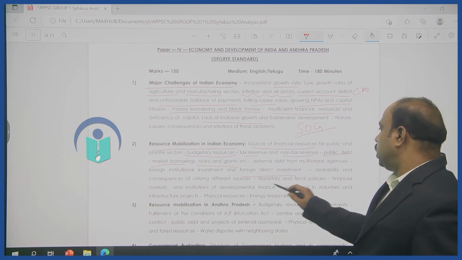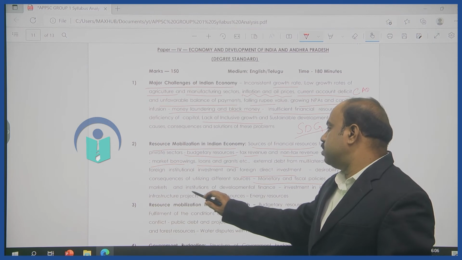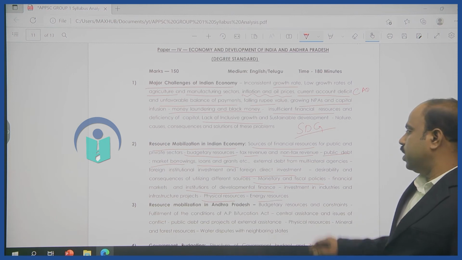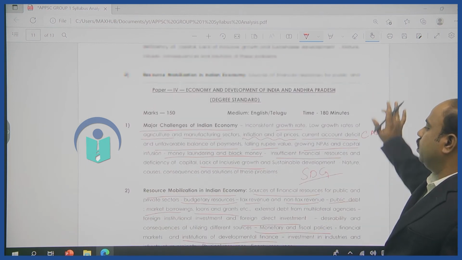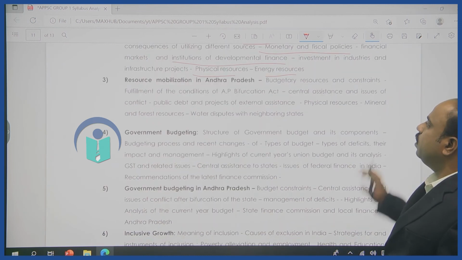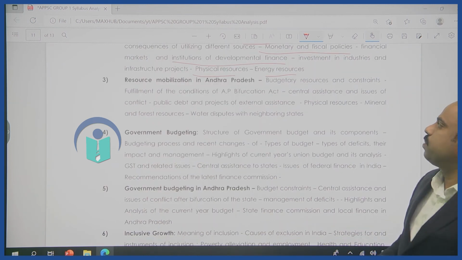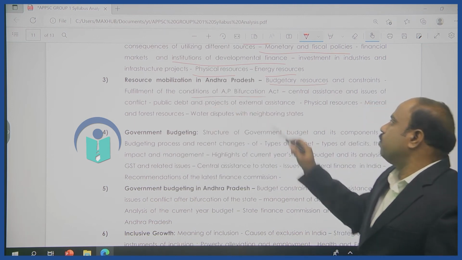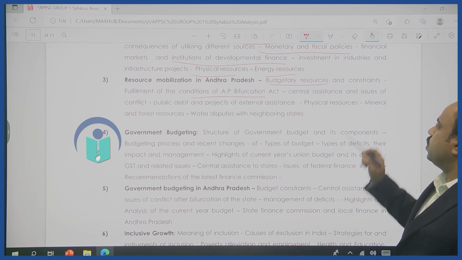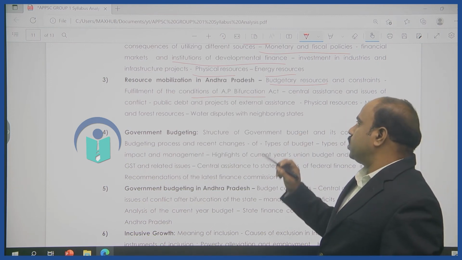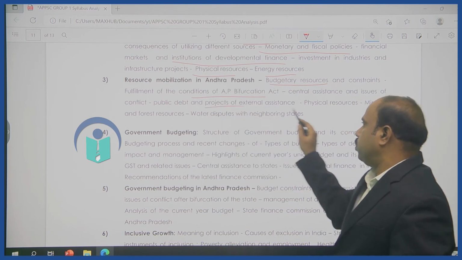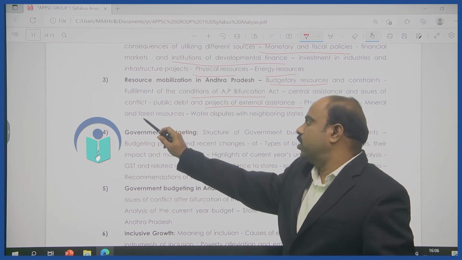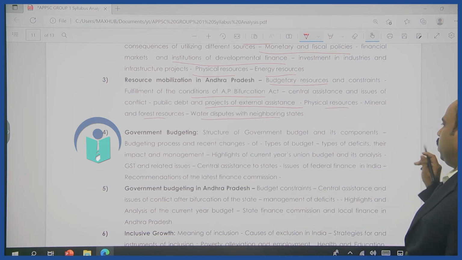The next, monetary and fiscal policies. The next, various institutions of developmental finance in India. Then about the physical resources and energy resources in India. Then resource mobilization in Andhra Pradesh, about budgetary resources of Andhra Pradesh. The next, conditions of the AP Bifurcation Act, central assistance and issues, conflict, public debt and projects of external assistance, physical resources, that is mineral and forest resources, water disputes with neighboring states.